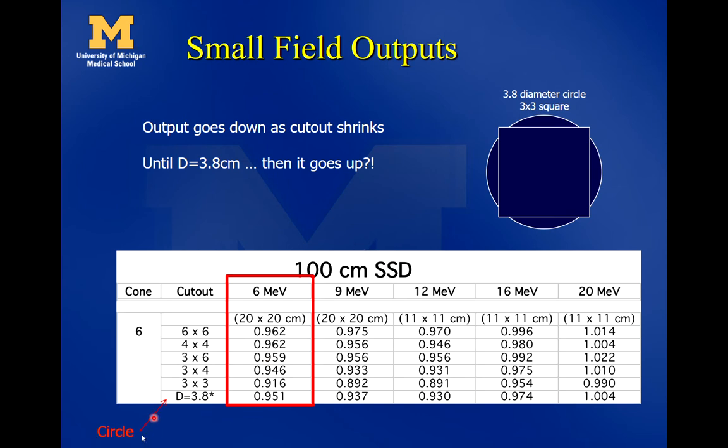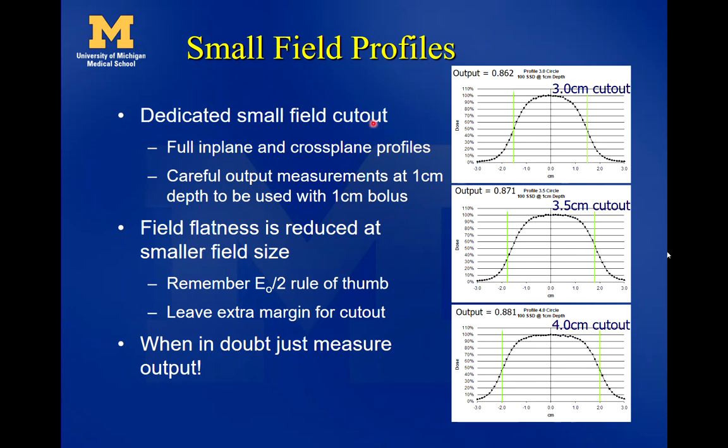So if you were to put this circle, this 3.8 diameter circle, and compare it to what should be the equivalent rectangle, the output should be less, but instead it goes up, and you can see this output of 0.951 is basically the same as like a 4x4 or 4x36, but not the 3x4. The lesson being here, outputs at smaller field sizes compared to the energy is difficult. And for small fields, the profile can change dramatically.